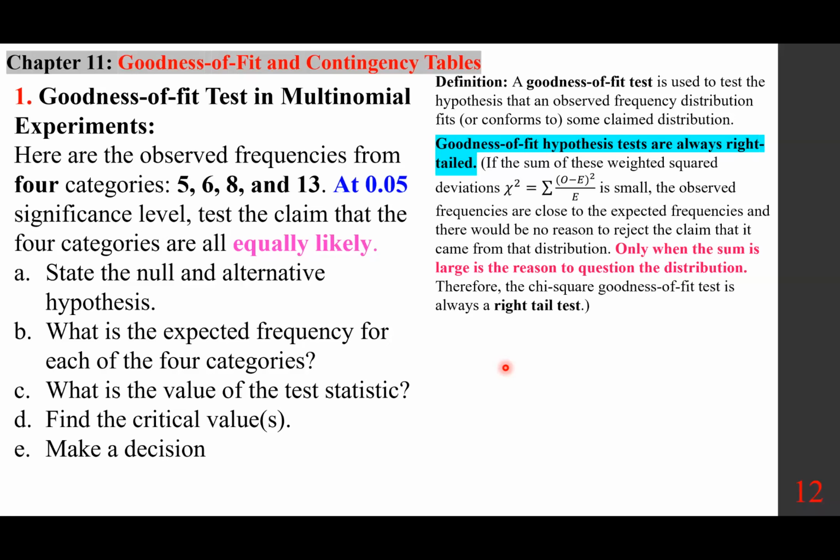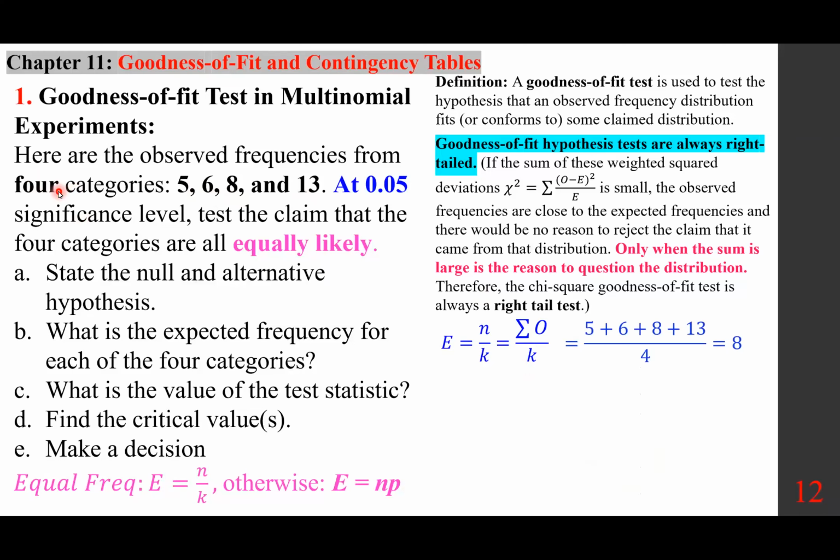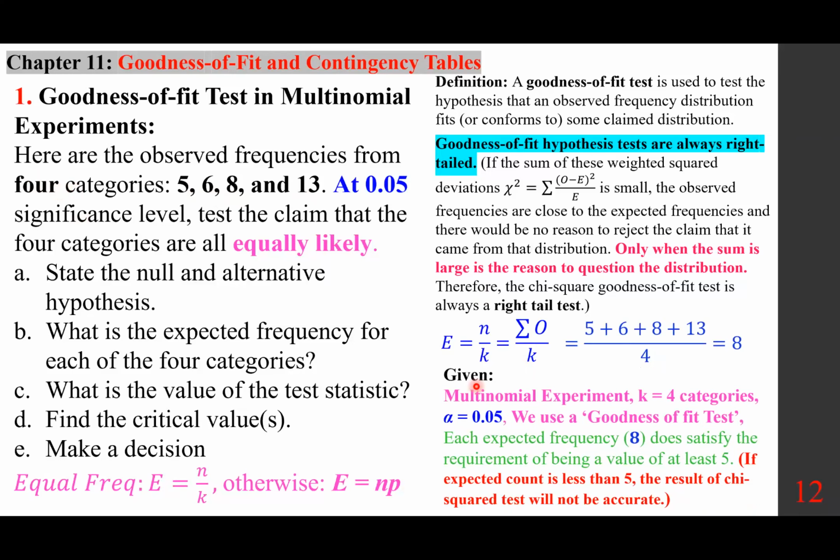Excellent. So let's see what we are going to look at here. This was a short synopsis and definition of a goodness of fit. So for equal frequencies, as is the case here, E equals n divided by k, or E equals n times p, the proportion. As you can see in this example, we add up the observed values 5, 6, 8, and 13, and divide by the number of categories, k, which is 4. This results in 8.